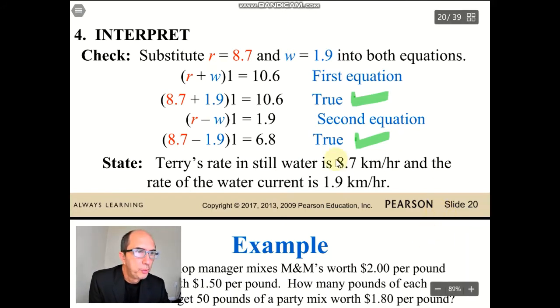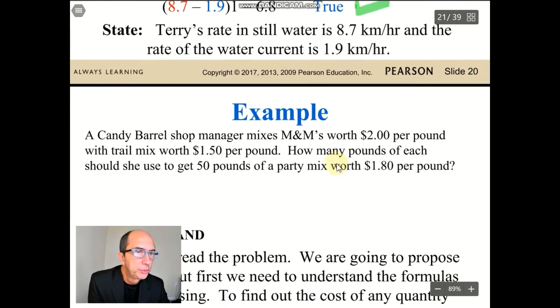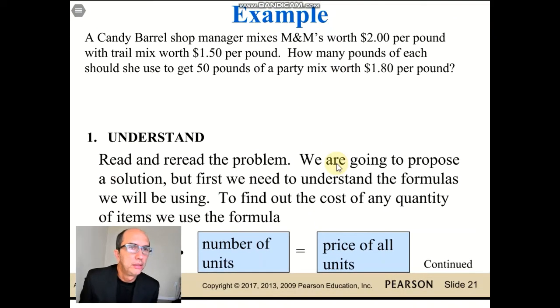Done with this example. Finished. Concluded. Let's go to the next one. Let's work a new one. We have a new example here, which is about a candy barrel. A shop manager mixes M&Ms worth $2 per pound with trail mix worth $1.5 per pound. How many pounds of each should she use to get 50 pounds of a party mix worth $1.8 per pound?